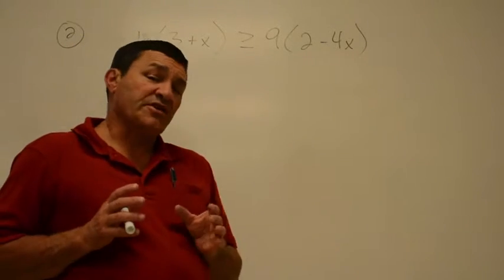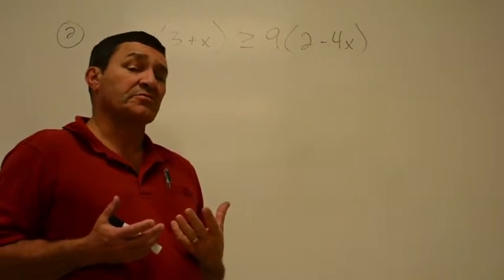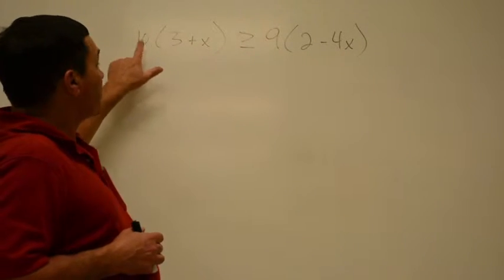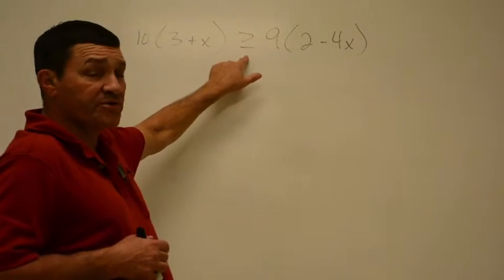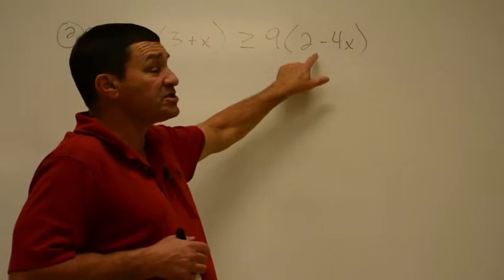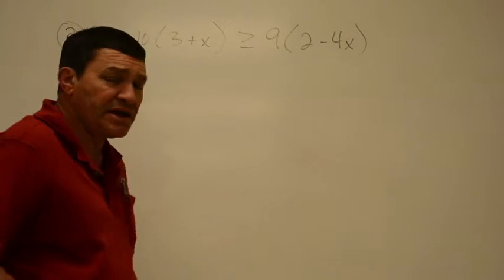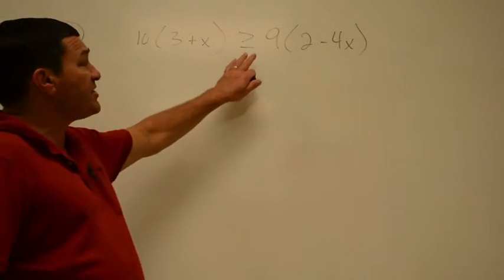What region of numbers for x, or set of numbers, or kinds of numbers, could I put into this expression for x so that 10 times 3 plus any one of those numbers would always be greater than or equal to 9 times 2 minus 4 times that same region of numbers? And so that may not have made a lick of sense, but let's do the problem and then it'll make sense. Here's the key thing.